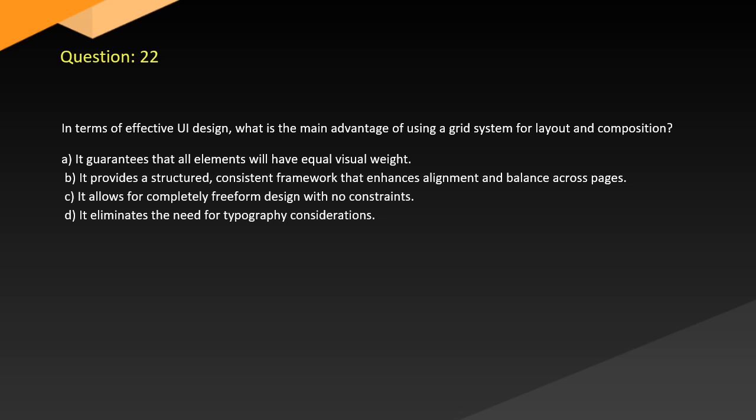Question 22. In terms of effective UI design, what is the main advantage of using a grid system for layout and composition? A. It guarantees that all elements will have equal visual weight. B. It provides a structured, consistent framework that enhances alignment and balance across pages. C. It allows for completely free-form design with no constraints. D. It eliminates the need for typography considerations.